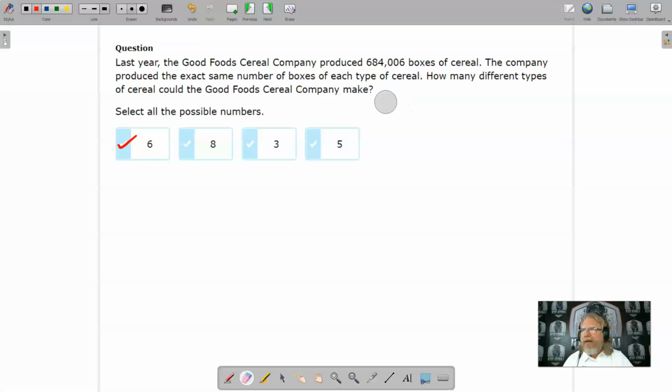What about 8? 8 says the last 3 numbers, right? Well, the last 3 numbers is 0, 0, 6. So you only really have to ask yourself, will 8 go into 6? Nope, it won't work. So we'll rule that one out.